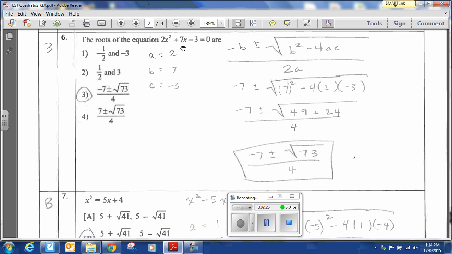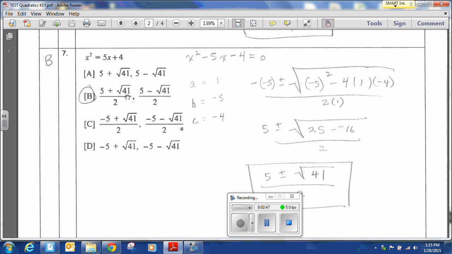Number 6, the roots of the equation. Here's your quadratic equation. It doesn't specify which method to use. You could try to factor. Of course, I use the quadratic formula, or you could use completing the square. So as you can see, here's your solution: -7 plus or minus radical 73 all over 4.